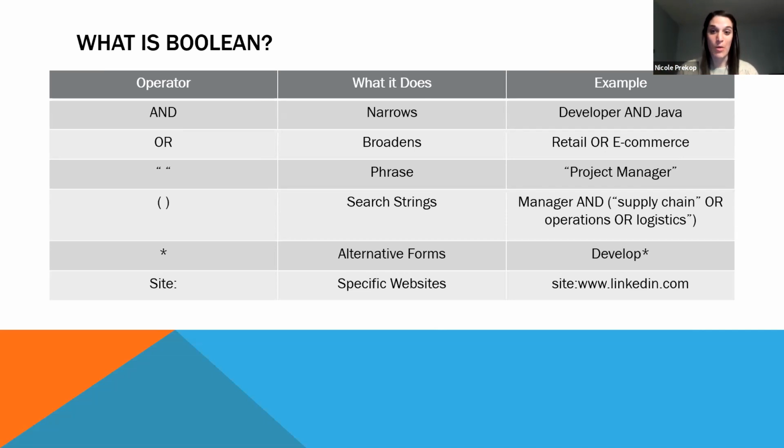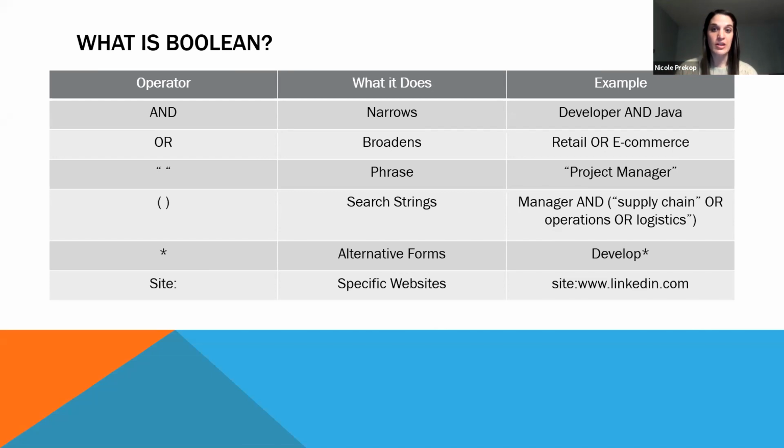Parentheses are used to build out more complex searches. You could absolutely type into Google developer and Java. You're going to get quite a lot of options there. By leveraging multiple commands or multiple operators in the same parentheses, you're going to be able to bring in multiple searches or multiple filters at the same time. So again, here's the type of position I want, a manager, and here are the 3 different industries that I'm open to.